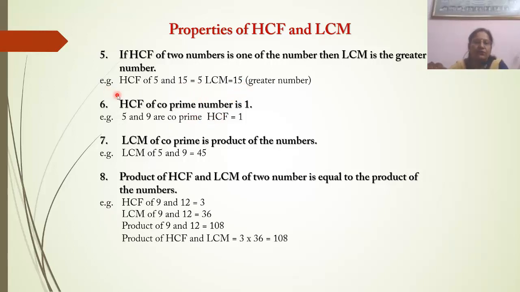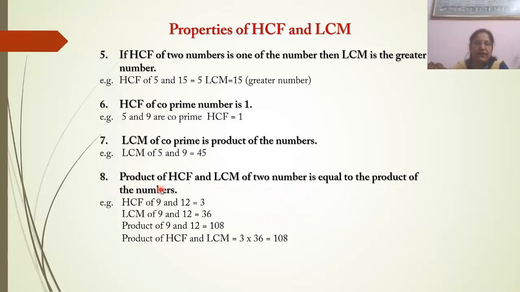The HCF of co-prime numbers is 1. 5 and 9 are co-prime numbers and their HCF is 1. The LCM of co-prime numbers is the product of the numbers. We have two co-prime numbers 5 and 9, and their LCM is 5 into 9, which is equal to 45. Another property is that the product of the HCF and LCM of two numbers is equal to the product of the numbers.